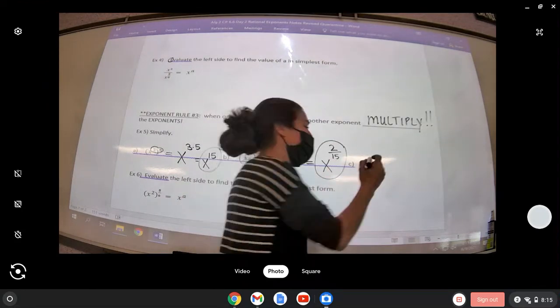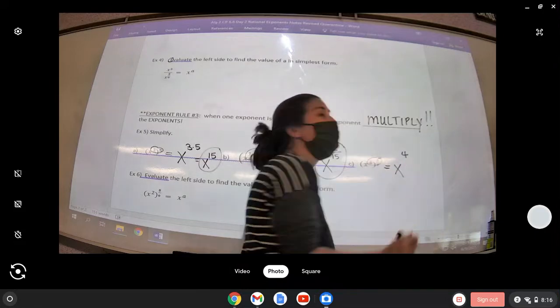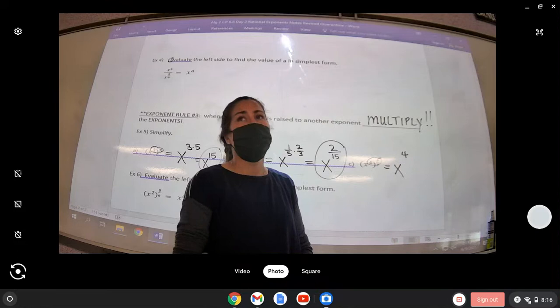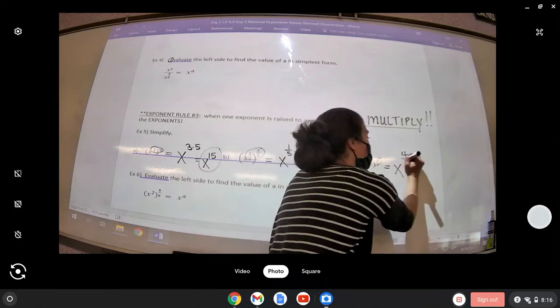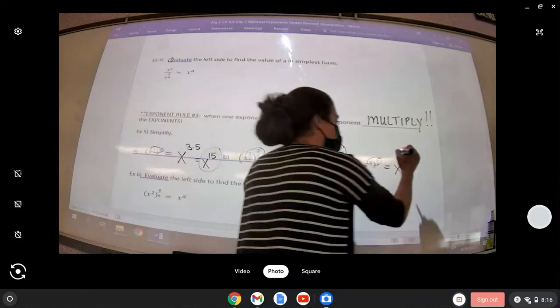1/7, I have to multiply my exponents. So this is going to become x to the 4. But guys, do yourself a favor. How do you make 4 a fraction? Throw it over 1. Give yourself a top and a bottom to line up with the other fraction.